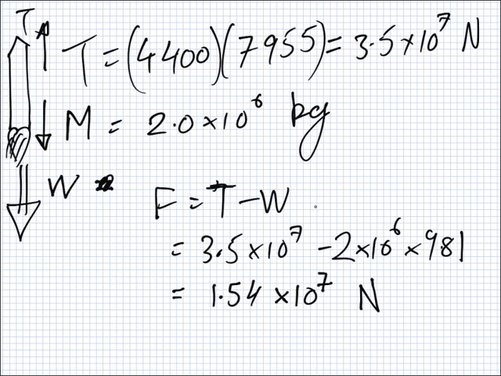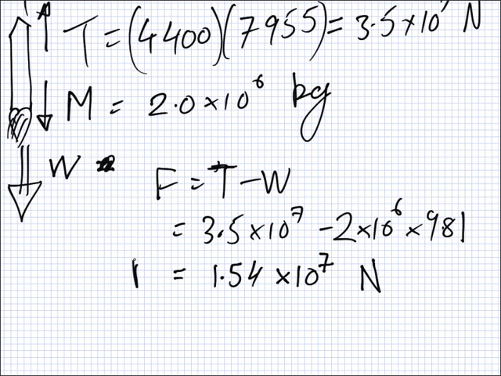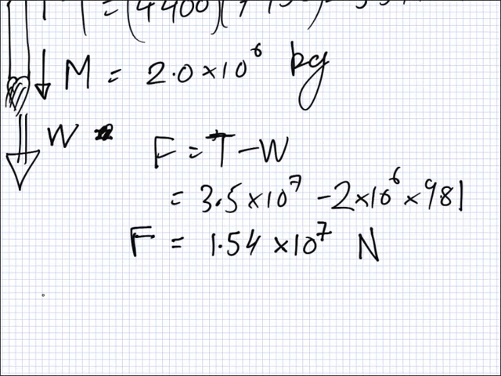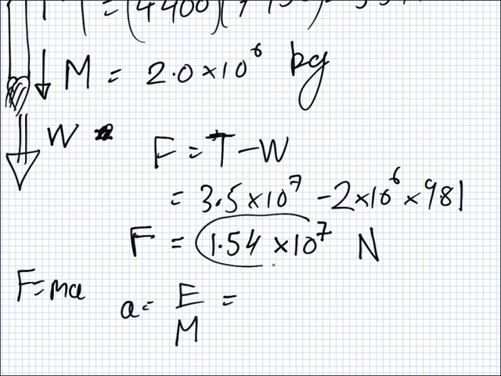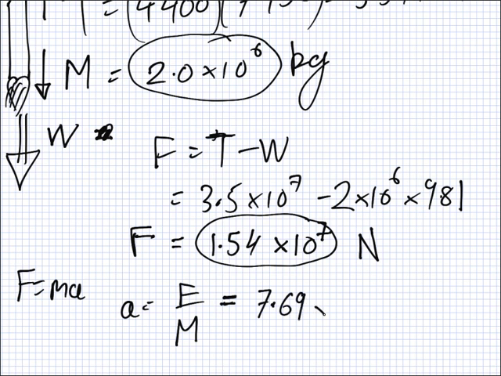What is the initial acceleration of the rocket? Oh, there's another part. So, if that's equal to F, how do I calculate A? Well, we use Newton's second law, don't we? So it's F over M. So just take this number and divide it by this number. And what do we get? 7.69 meters per second squared.